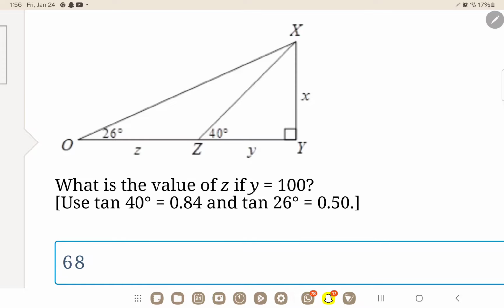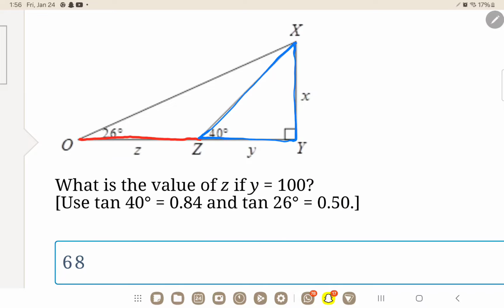Now, for this question, we need to find the value of this side, z. Let me draw it as a straight red line. Now, what do we know about this triangle, the big one? It is a right triangle, right? And what do we know about this triangle, the blue one here, as you can see? It's also a right triangle.